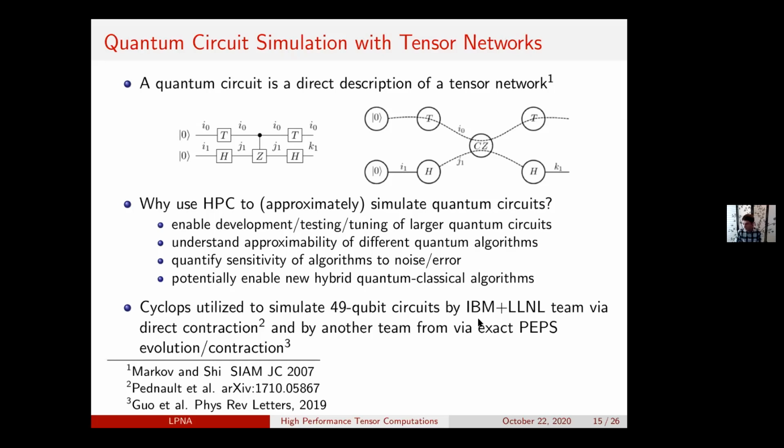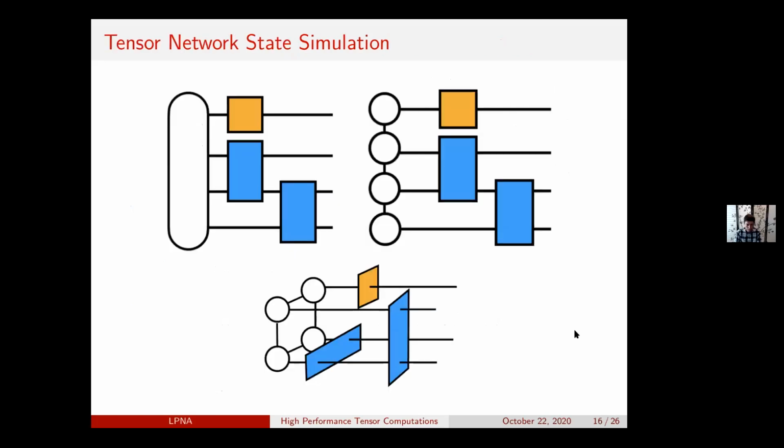So Cyclops was actually utilized to do a very large quantum circuit simulation in an exact, non-approximate way by a team of IBM and Lawrence Livermore researchers back in 2017, I believe. And more recently by a team primarily from China and Singapore, I believe, for simulation with this 2D tensor network, or a PEPS, where they did it exactly. So our group has been working on ways to do simulation of quantum circuits in an approximate setting. And the way we do it is via what's called tensor network states.